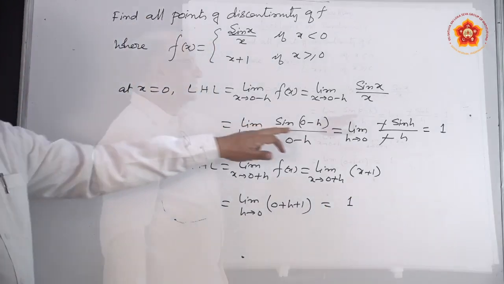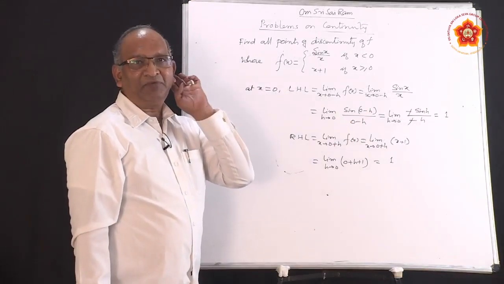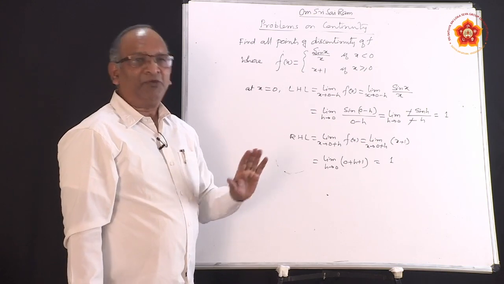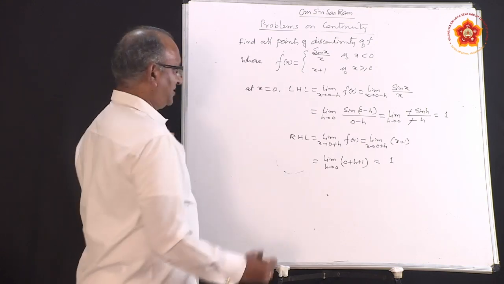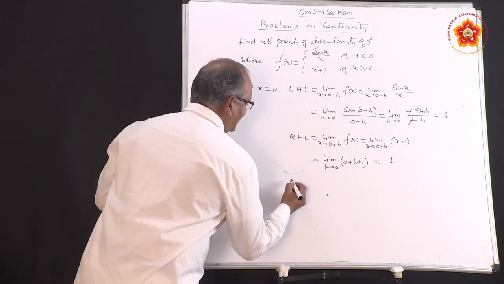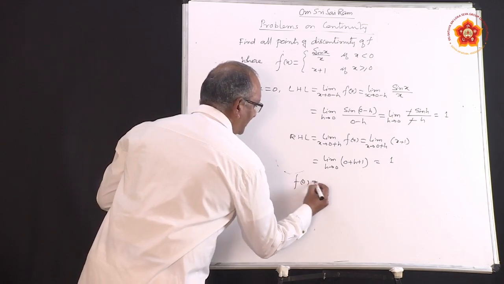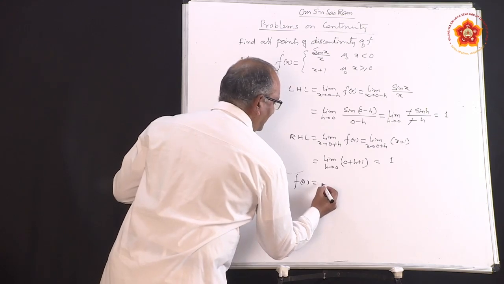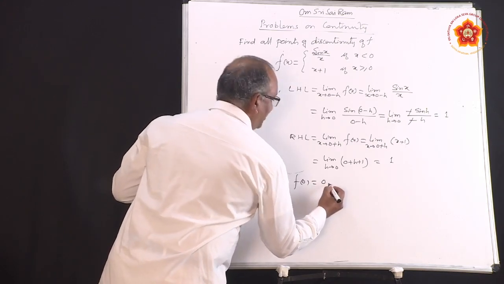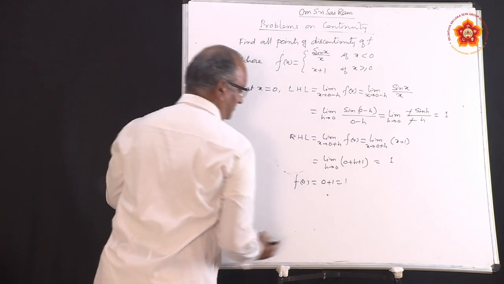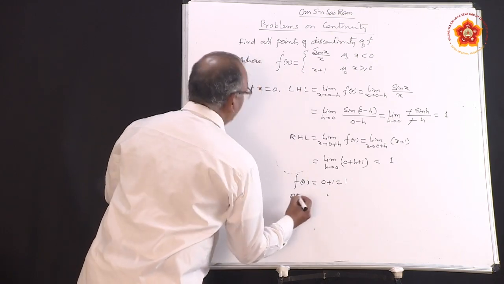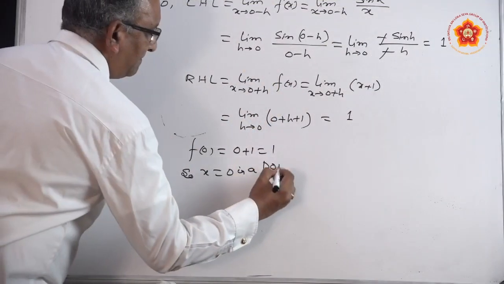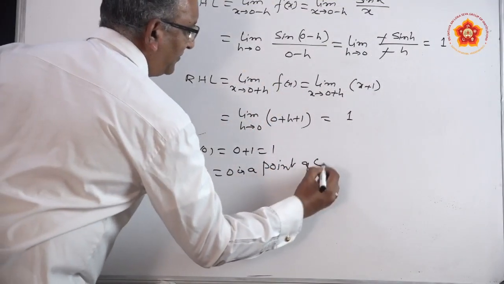So, what do we find? We find left hand limit is equal to right hand limit. Since both the limits are equal, limit exists. You have to check the value of the function. You have to check what is f of 0. What is f of 0? When it is 0, it is x plus 1. So, it is 0 plus 1 equal to 1. So, x equal to 0 is a point of continuity.